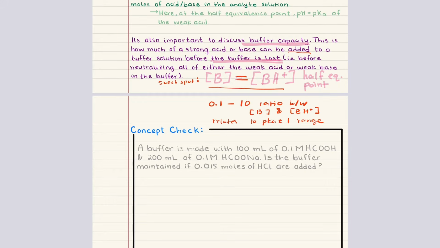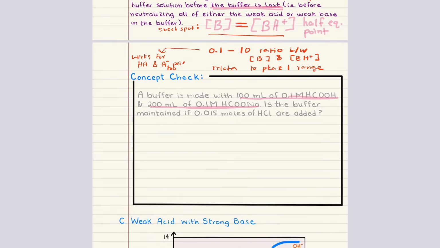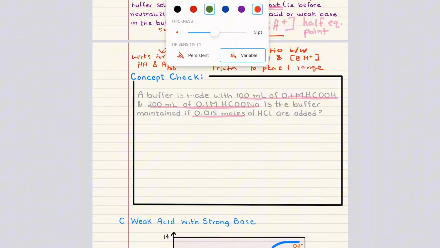Now, to the question. This is going to really help us solidify our understanding of buffers and buffer capacity. A buffer is prepared from 100 milliliters of 0.1 molar formic acid and 200 milliliters of 0.1 molar sodium formate. Then 0.015 moles of HCl are added. Will the mixture still behave as a buffer?